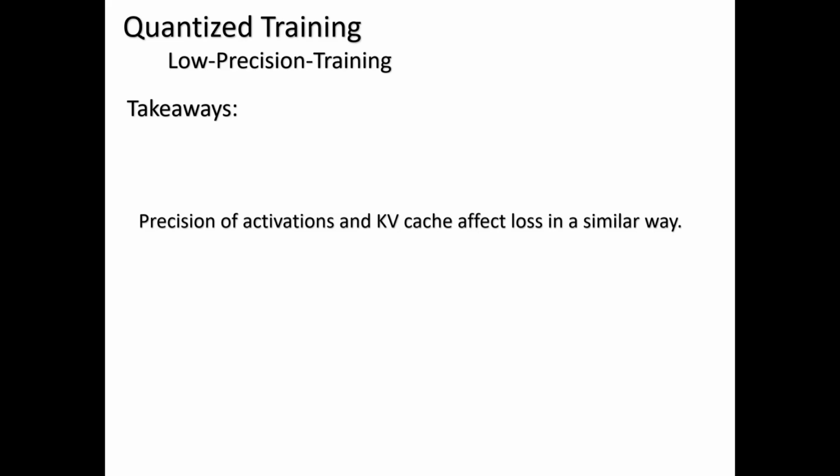Regarding low precision training, when we quantize weights, activations, and the KV cache, the first takeaway is that the precision of activations and KV cache affects the validation loss in a similar way. So if you reduce the precision of activations and do it the same way, to the same degree for the KV cache, the degradation in validation loss will be similar.